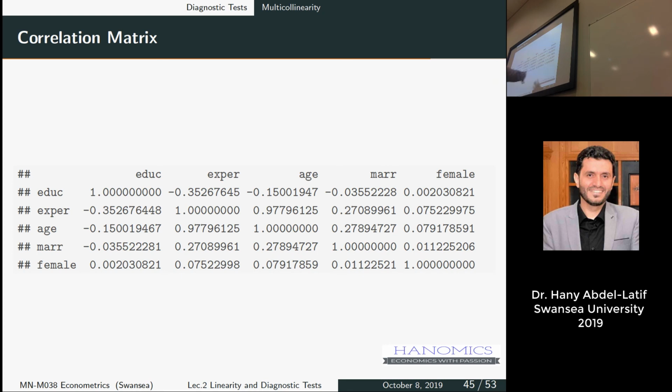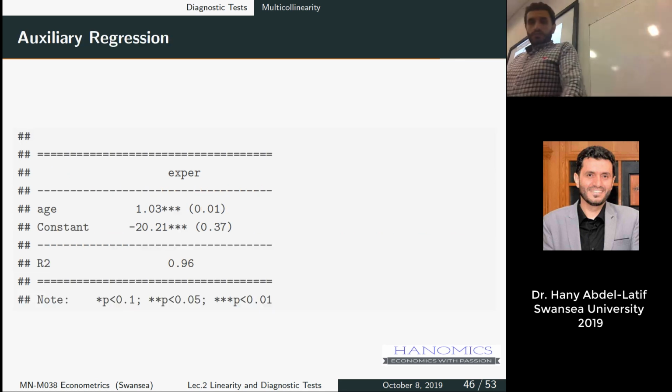Just by looking at the correlation matrix, you could also do some auxiliary regression where you regress these two variables on each other. So here I regress experience on age, and obviously it's statistically significant. And how much is R square? It's like 96. It's really high. My point here is that this variable is really correlated with experience.